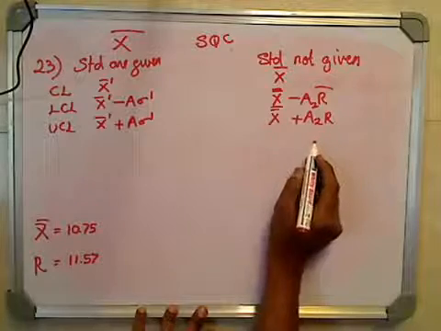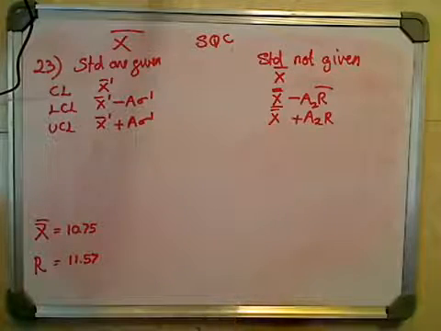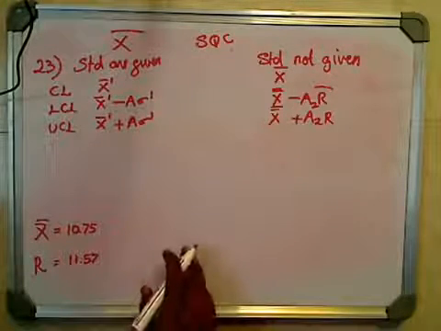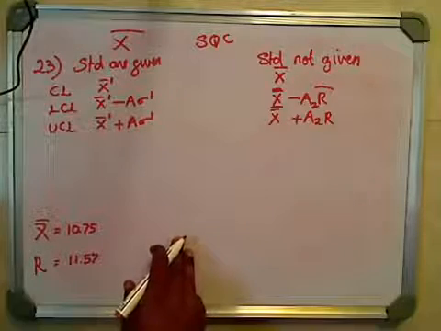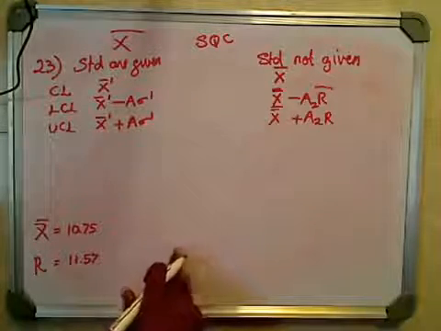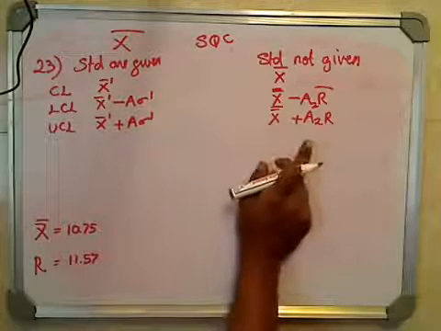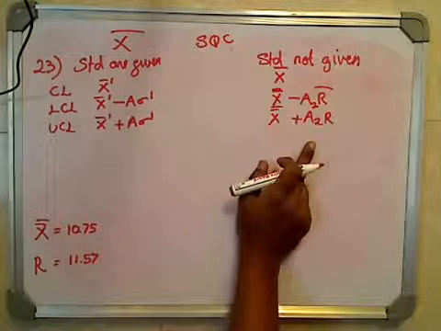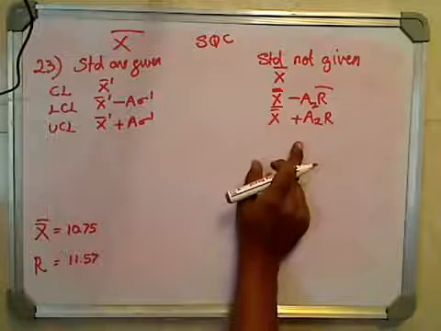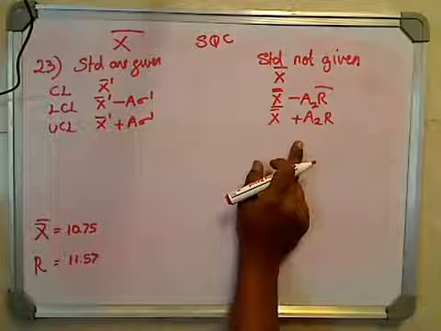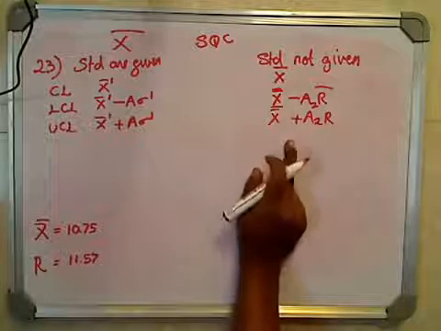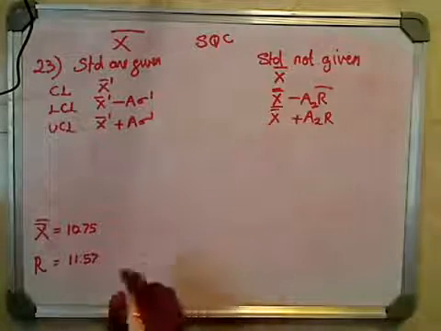For example, here, the size of the sample that you've drawn is 4. In case the sample size is 5, the values of A and A2 will differ. So remember those values. The only way you can remember would be by memorizing them. So now let's go about calculating these values.